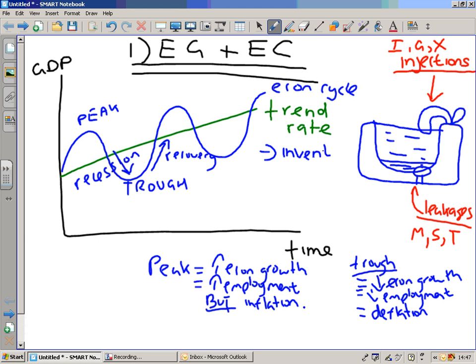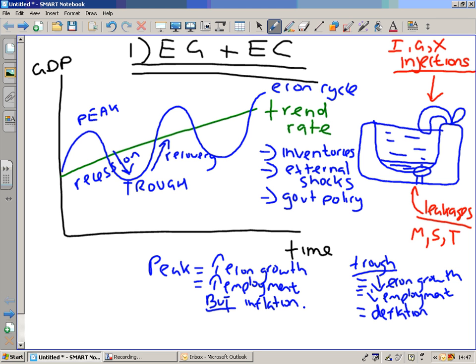One of them is inventories. Another could be external shocks. Another could be government policy. Let's take the most obvious one first of all, government policy.